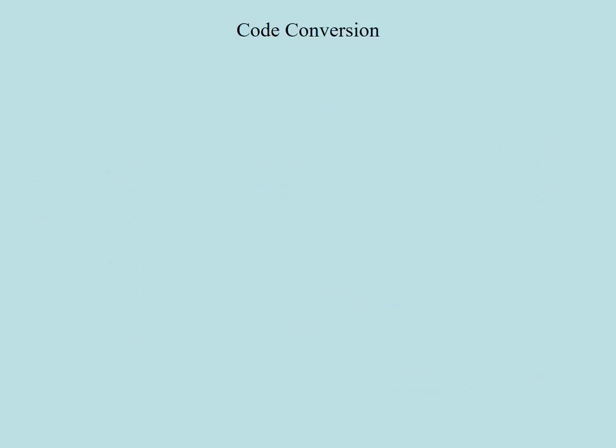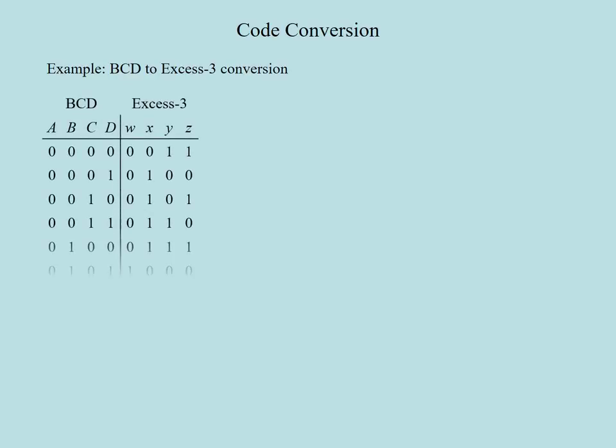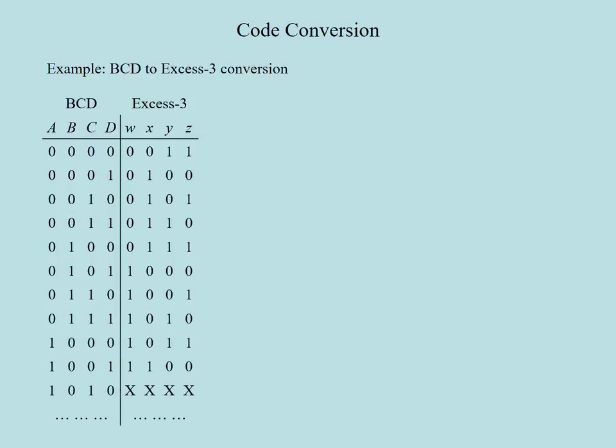We will continue design examples with code conversion. Let us design a logic circuit that converts a binary coded decimal, that is BCD symbol, to the corresponding XS3 symbol. In this truth table, the input side lists the BCD symbols of all decimal digits. The 4-bit output of the circuit will be the XS3 code of these digits. Remember that XS3 symbols are obtained by adding 3 to the corresponding BCD symbols.